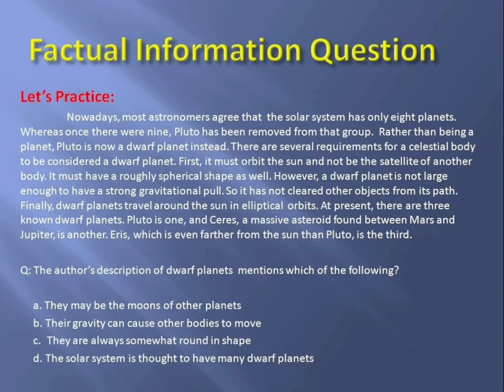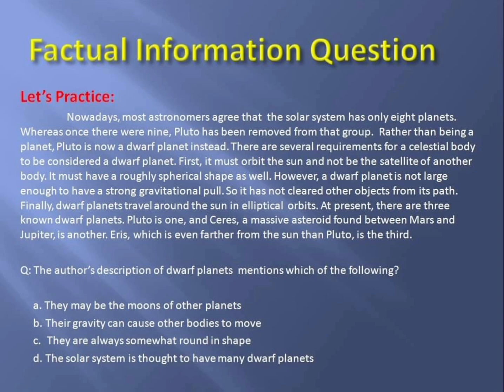Let us try to answer the question. It says, the author's description of dwarf planets mentions which of the following? A. They may be the moons of other planets. B. Their gravity can cause other bodies to move. C. They are always somewhat round in shape. And D. The solar system is thought to have many dwarf planets. If you chose letter C, then you're correct.